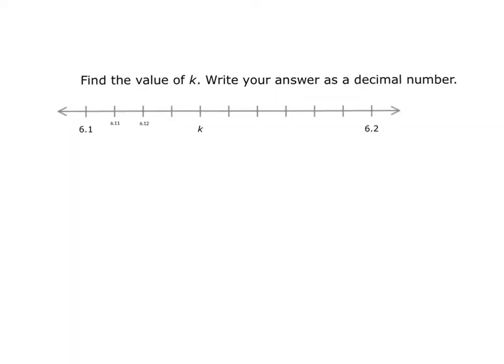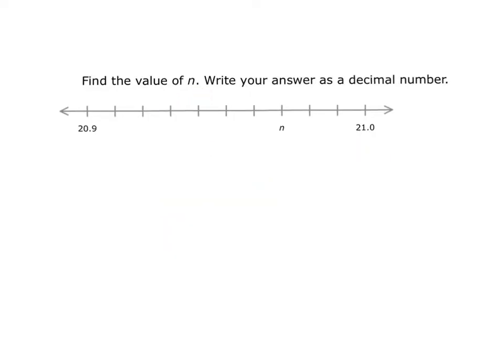Taking a look at this one, again, we're plotting hundredths here. But if you take a look, I have 6.1 and 6.2. So I started to do a little bit of a count up here. It has 6.1, 6.11, 6.12, 6.13, and finally 6.14, which is where the k is sitting. So now we would say that k equals 6.14.